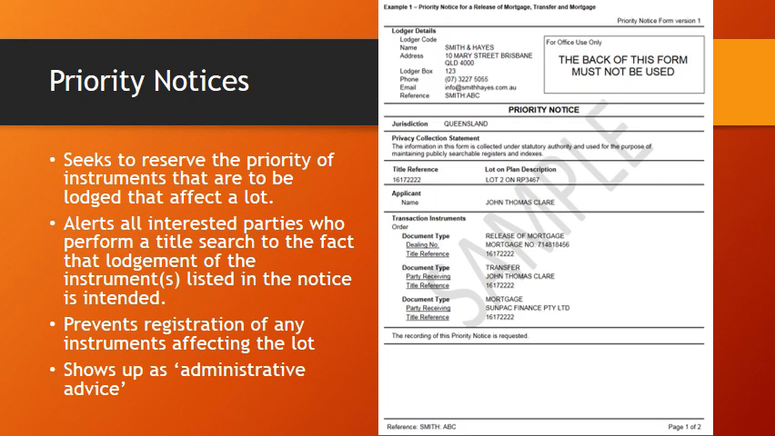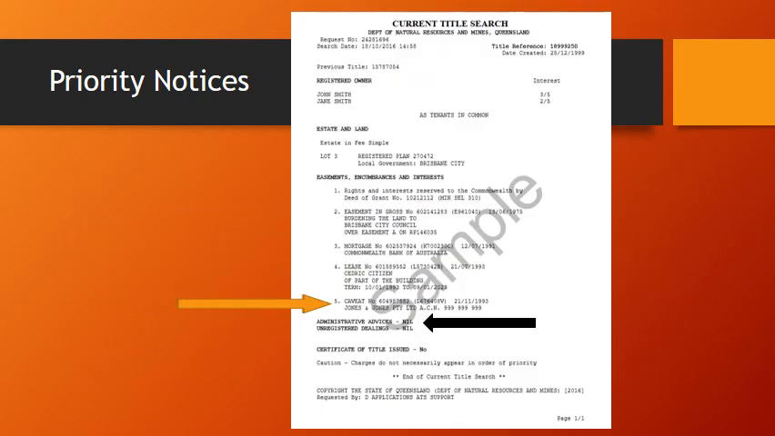So the purpose of this priority notice is essentially to alert those parties that these instruments are to be lodged in the following order, and it will preserve their place in the queue and therefore give certainty as to how the dealings are going to be dealt with at the point just following the settlement of the transaction. The difference between caveats and priority notices will also show up on the title search. If you did a title search, you'd see a caveat, for example, show up as an encumbrance on the property or another interest, which will essentially freeze the register.